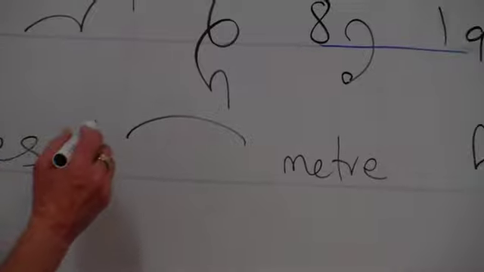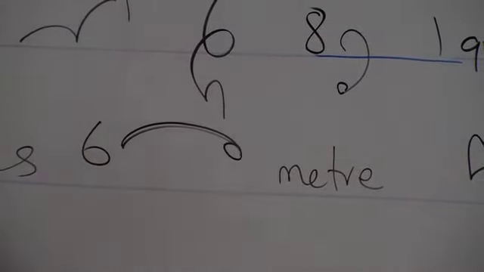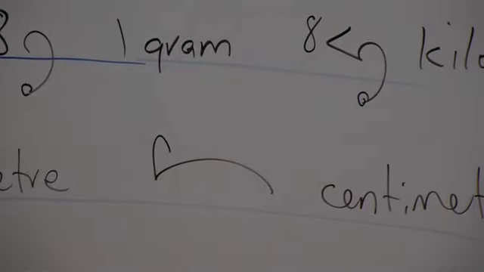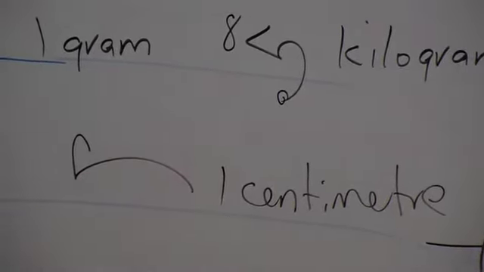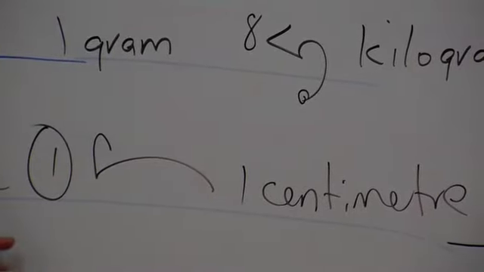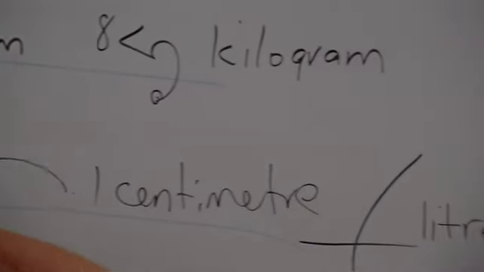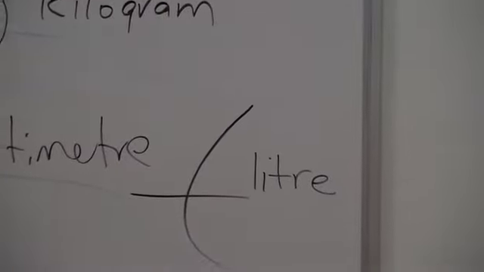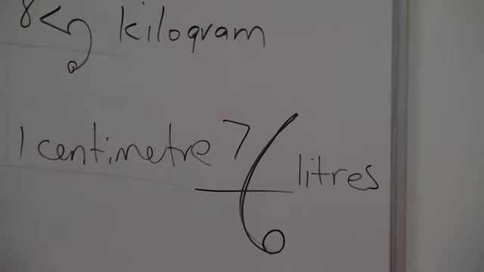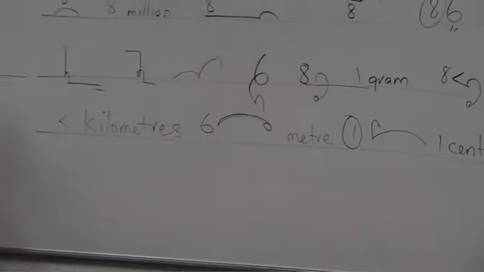So maybe we'll change the number to 6. If it's 6 metres, again it would have the S on it. And centimetre, so 1 centimetre. The 1 would just go in front of it, but you would circle the 1, so you know that it's 1. And the last one is litre. So if we had 7 litres, that gives us most of the measurements and numbers that you're likely to come across.